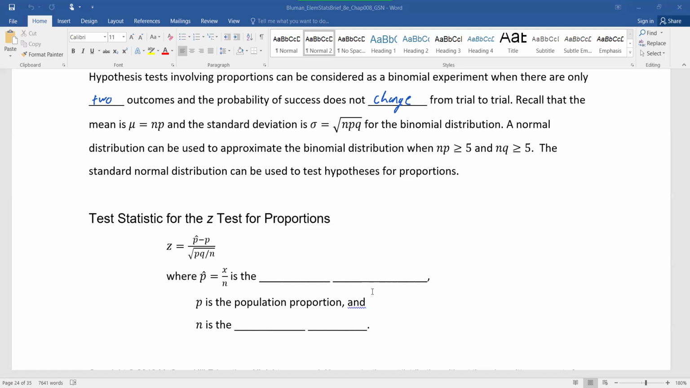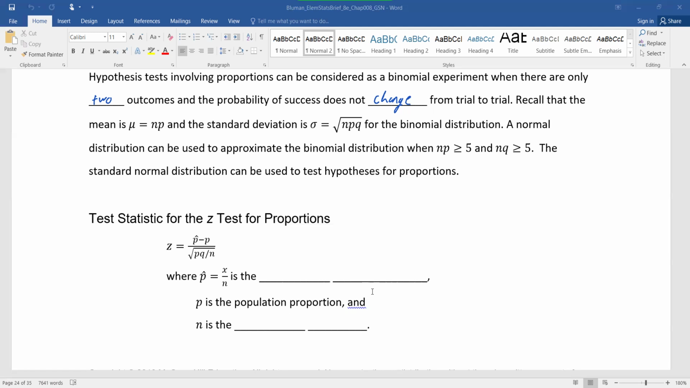All right. So recall that the mean is equal to np. Remember, n represents the sample size, p is the probability of success, and the standard deviation is the square root of the sample size times the probability of success times q. Remember, q represents the probability of failure. For the binomial distribution, a normal distribution can be used to approximate it when np is greater than or equal to 5 and nq is also greater than or equal to 5. So the sample size times the probability of success and the sample size times the probability of failure both need to be greater than or equal to 5.